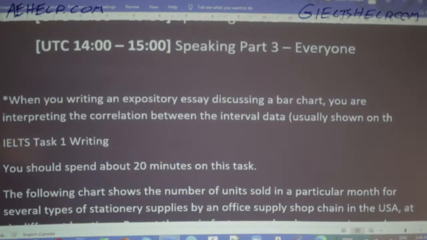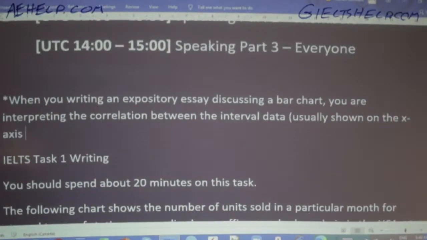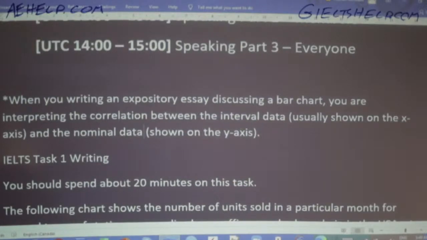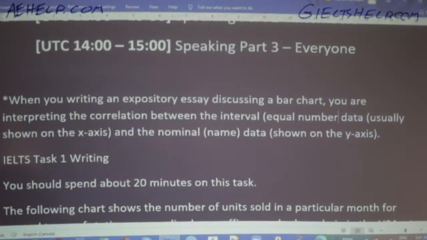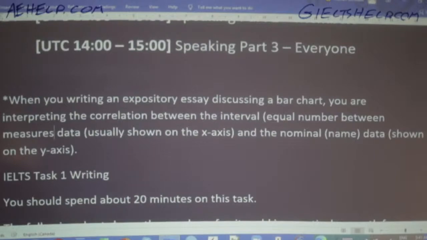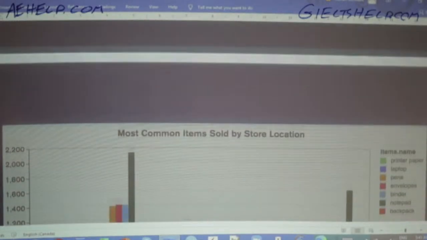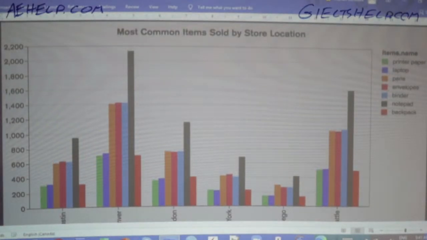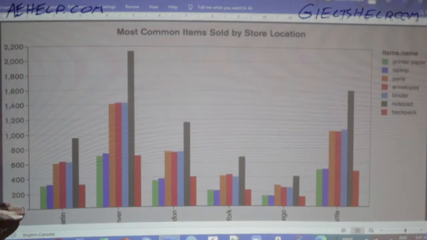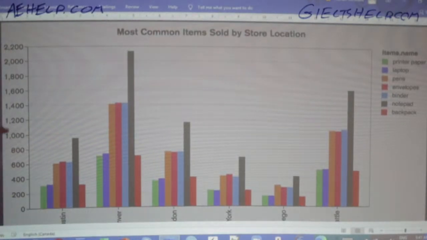usually shown on the x-axis, and the nominal data shown on the y-axis. Okay, so nominal data, you can kind of think about it as name data. We don't say name, we do say nominal, but you can think about it as name data. And interval data means equal number between measures. Okay, so what I mean by that is in our example, your y-axis is your interval data. It goes from 0 to 2200 with intervals of 200.